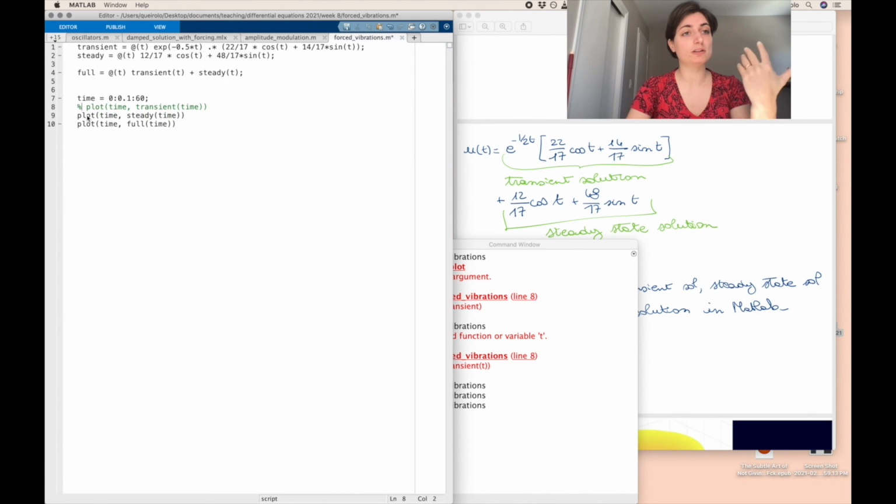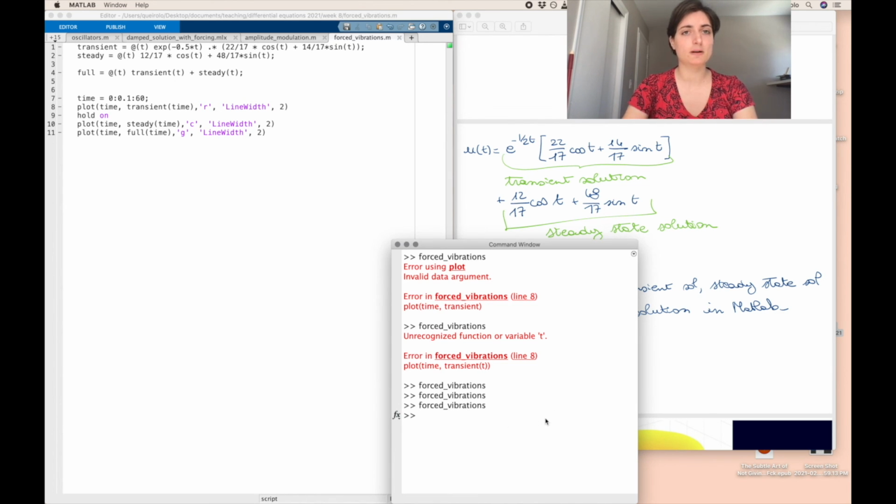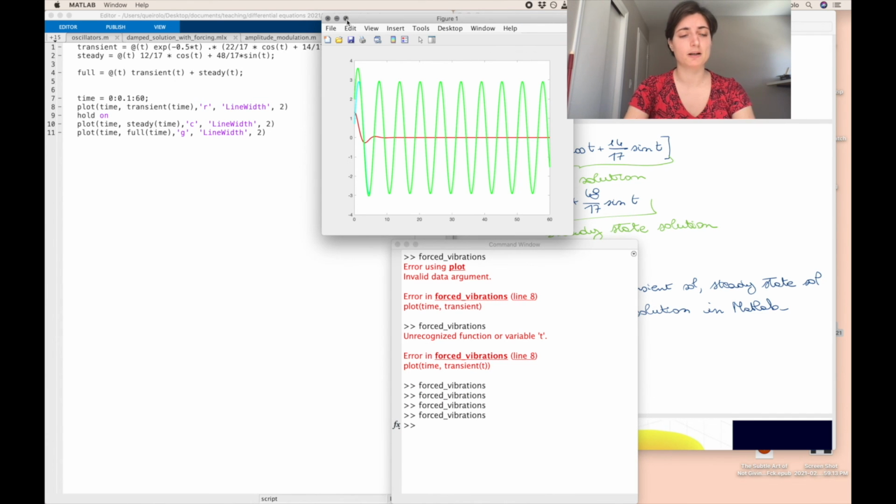So let's try to plot all three together to actually see how they combine. So I'm going to add a hold on such that every new plot keeps the previous plot. And I'm going to choose colors: red, cyan, and green. I'm also going to add a line width, 2. That is just to make the drawing line a bit thicker. That is my personal preference. It's not something that you're required to do in any way.